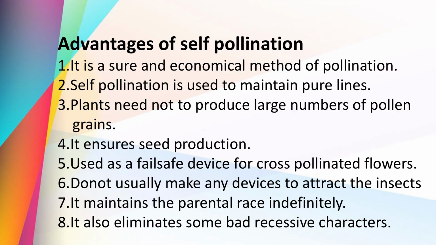Moving to another slide. These are the advantages of self pollination. What we have discussed are the contrivances of self pollination, how different plants are adapted or modified to do self pollination. Now, in the slide we have the different advantages of self pollination. Self pollination, as you can see, is a sure and economic method of pollination. It ensures seed production. In cross pollination, the plant cannot ensure seed production, whereas in self pollination the plant ensures seed production.